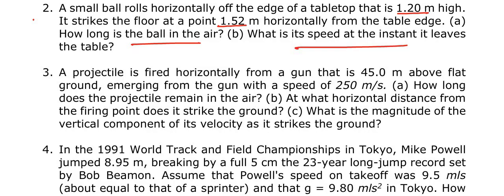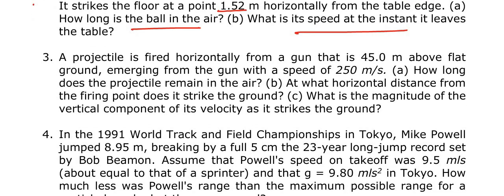So now question 3. They're saying a projectile is fired horizontally from a gun that is 45 meters above flat ground, emerging from the gun with a speed of 250. How long does the projectile remain in the air? At what horizontal distance from the firing point does it strike the ground? What is the magnitude of the vertical component of its velocity as it strikes the ground?